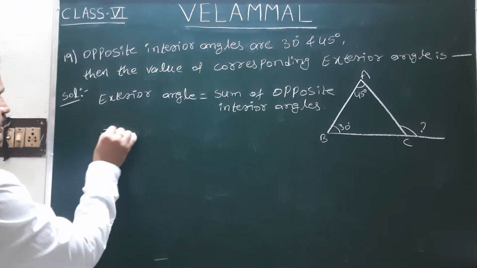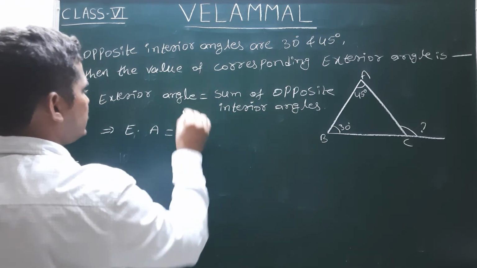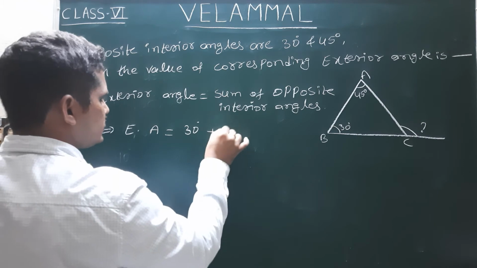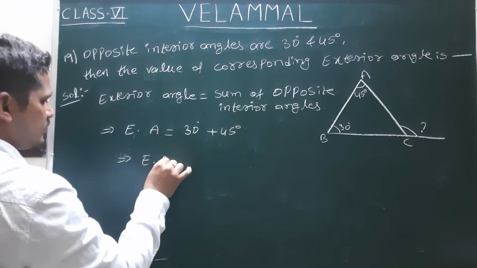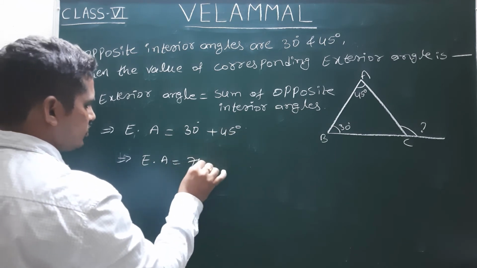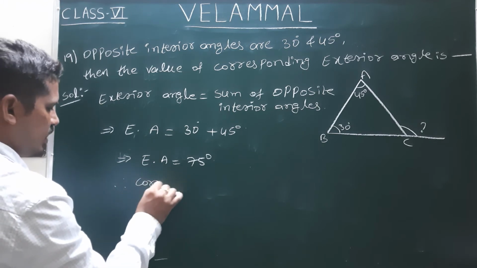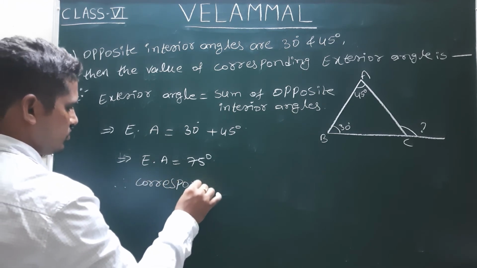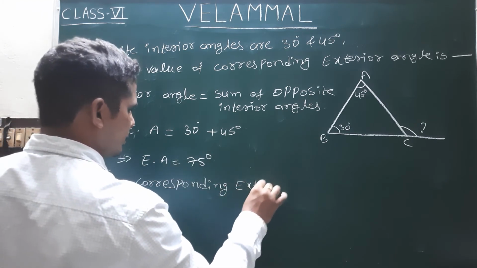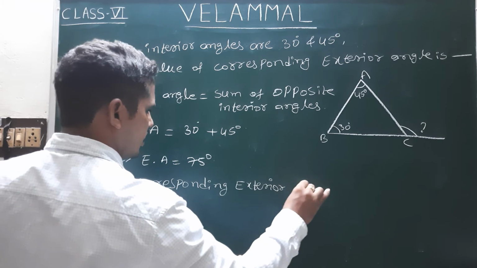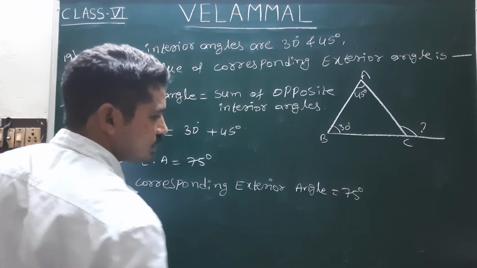So by that we can say exterior angle is equal to sum of opposite interior angles, in the sense 30 degrees plus 45 degrees we can write. So by that exterior angle is equal to 30 plus 45 is equal to 75 degrees. So therefore corresponding exterior angle value is equal to 75 degrees we can say as the answer.